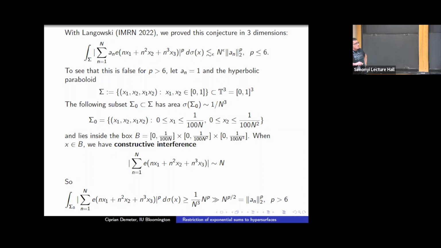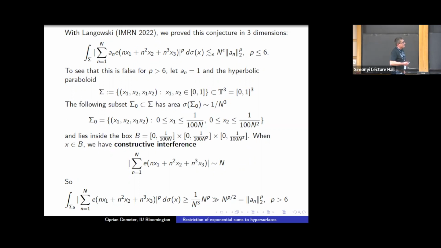It's parameterized by x1, x2, x1x2. This one as a hypersurface has 2 principal curvatures. One of them is positive, one of them is negative. You probably drew the graph of this manifold a few times if you taught calculus. It looks like a saddle, right? And it's doing a lot of damage in the sense that you can work with constant coefficients. You can realize what we call constructive interference on a large set.